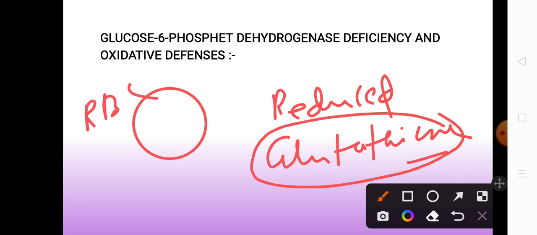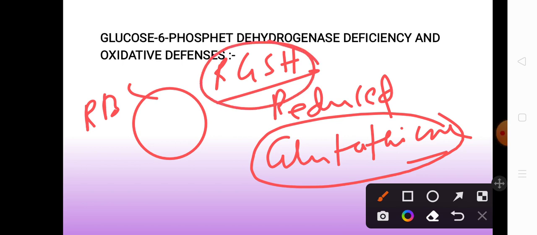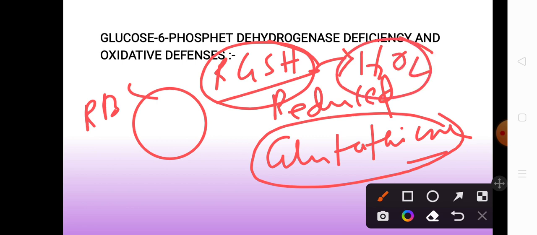For example, I am mentioning this reduced glutathione as GSH. This reduced glutathione is important for removing H2O2, which is a toxic byproduct of various oxidative processes. This H2O2 can react with the double bonds of the fatty acids which are present in the membrane of the RBC, because we all know membranes are made up of what? Fatty acids, right? Fatty acid residues.